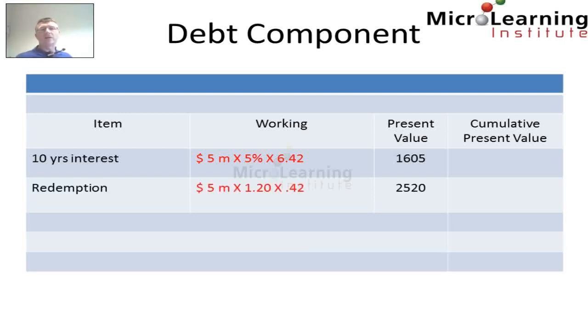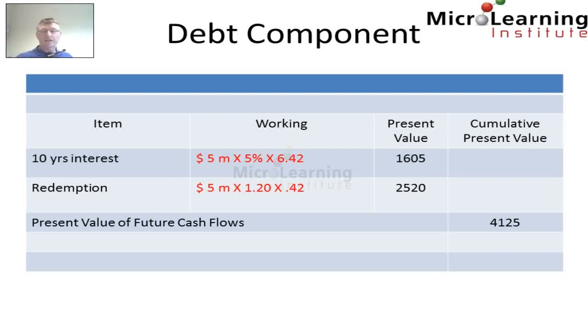Next, we need to consider the redemption cost. Now, we're told in the question that this loan note is redeemed at the end of year 10 at an equivalent of $1.20 per note. So the $5 million by $1.20. Now, at year 10, at 9% discount factor, we need to discount that future cash flow by a factor of 0.42 to represent the present value of that redemption amount. And that equates to, in total, $2.52 million. So the debt component, or the present value of the future cash flows in this case, equates to $4.125 million.